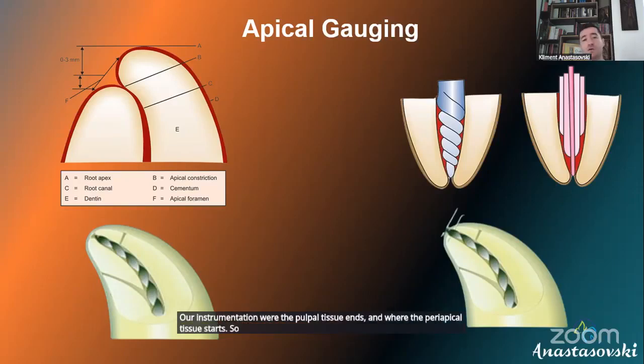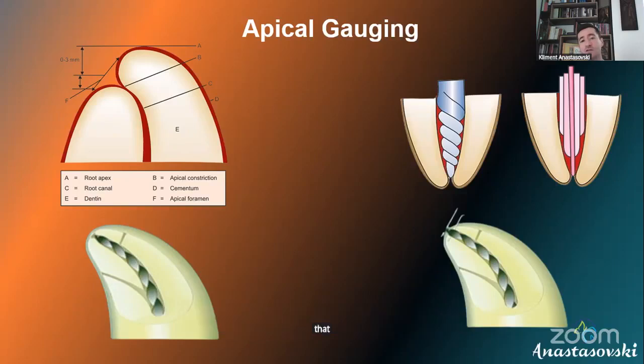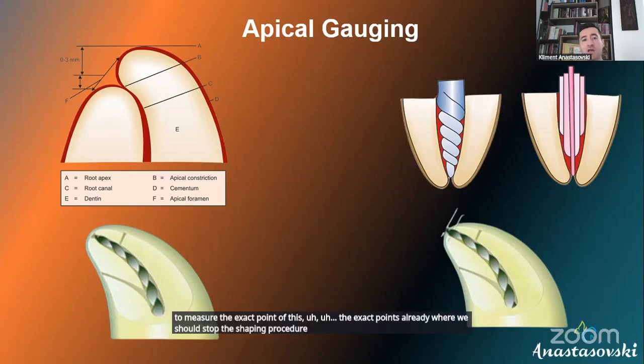So the only tool that we can use while doing a root canal procedure in our daily practice to measure the exact point where we should stop the shaping procedure is by using the apex locators.